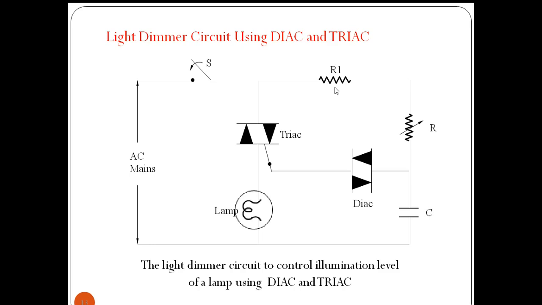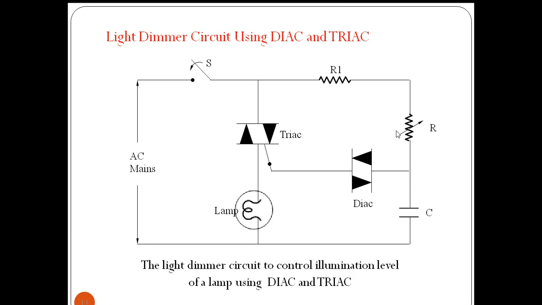The resistance R1 is for safety purposes. If the rheostat resistance is at minimum, a huge current will flow, which may be more than the gate current rating of the triac, and this may damage the gate circuit. To avoid this problem, we connect a resistance in series with the RC circuit for safety. The intensity of the lamp is controlled by changing the resistance.